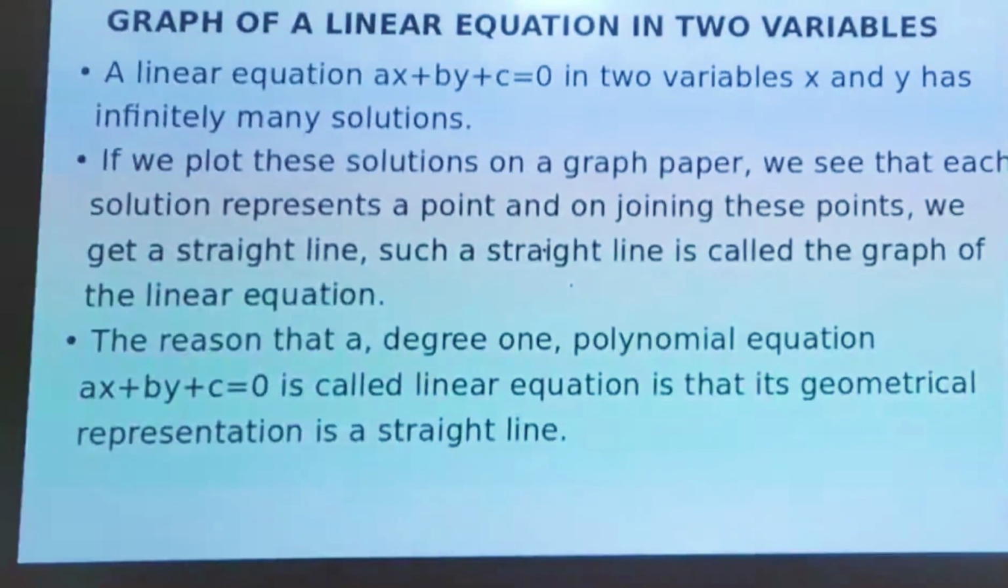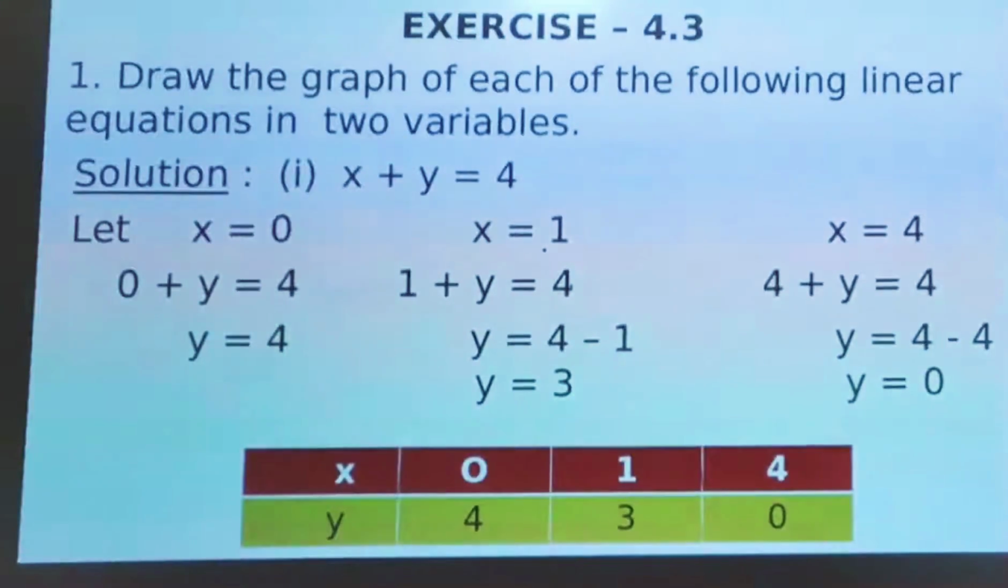Then, using those solutions, the ordered pairs x, y, we plot each ordered pair on graph paper as a point, and afterwards we join all these points, which we will get in the form of a straight line. So let's see how to draw a graph by solving exercise 4.3. Exercise 4.3, question number 1: Draw the graph of each of the following linear equations in two variables.